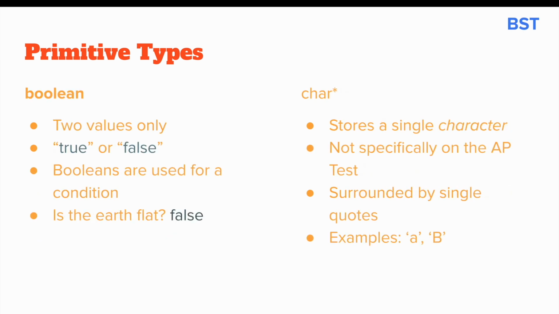Booleans store two values, true or false. You can think of that as like 1 or 0. They're used for conditional or logical statements. So if I were to ask, is the earth flat? Boolean would be a good response: false.